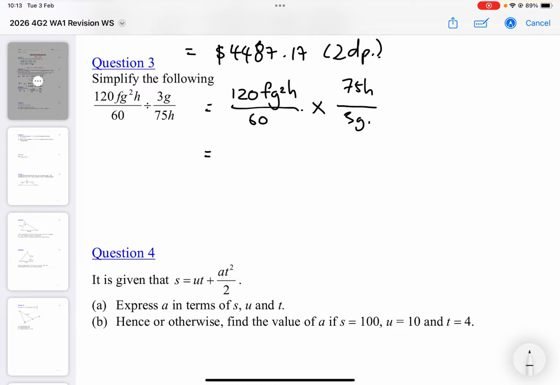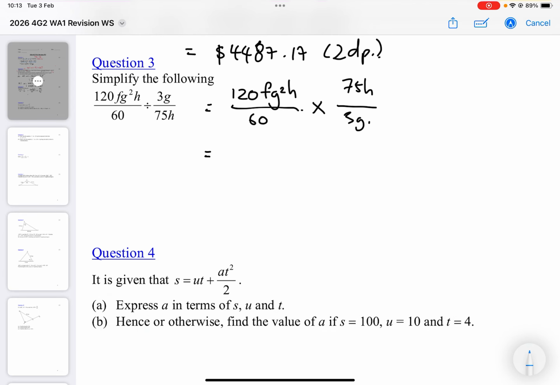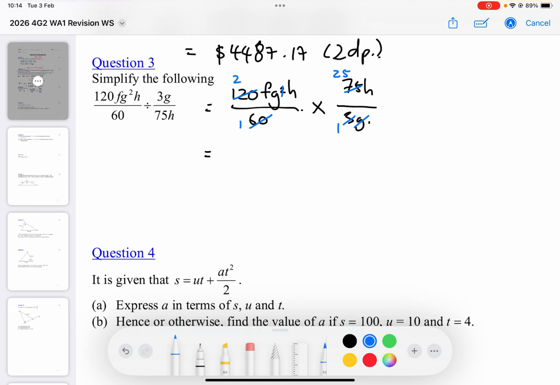Then I look for the same alphabets. So the alphabet that I see the same is the g. Got a g at the bottom, got a g at the top. So g squared is g times g. So if I divide a g away, that means the square becomes no square already. Then alphabet, nothing else to cancel. I can cancel numbers, 120 and 60, both can be divided by 60. 75 and 3, both can be divided by 3, giving 25. Okay, then I identify all the things I can cancel.